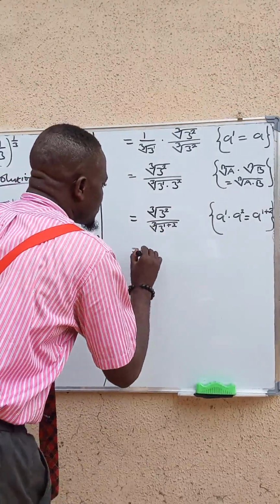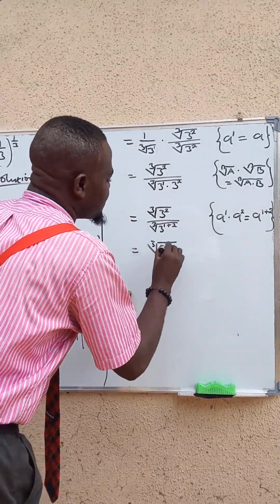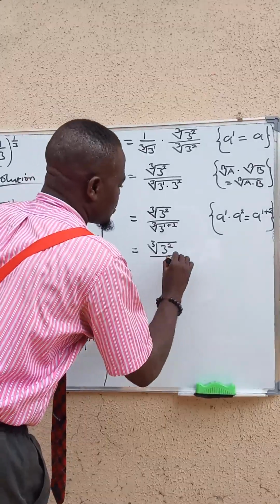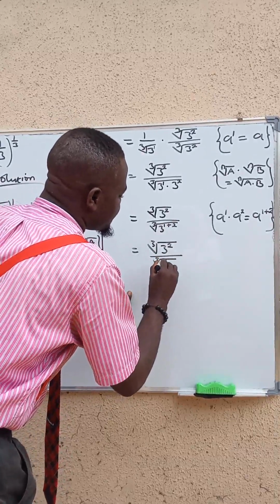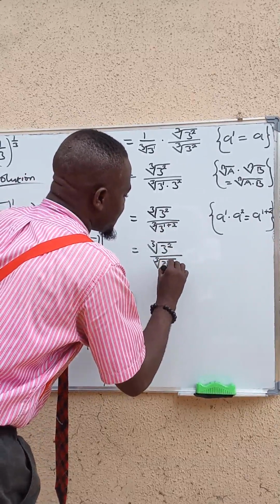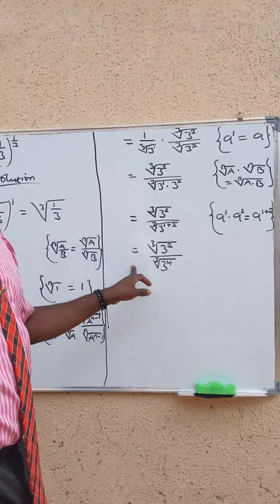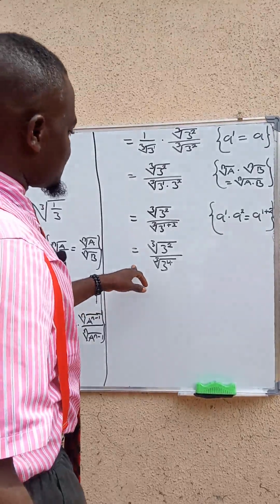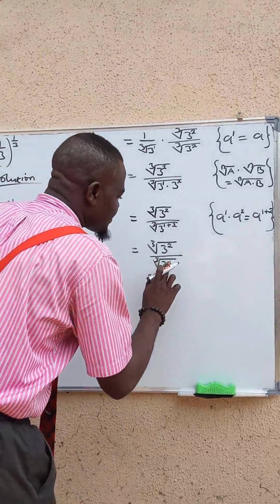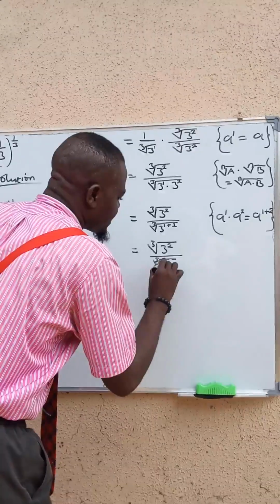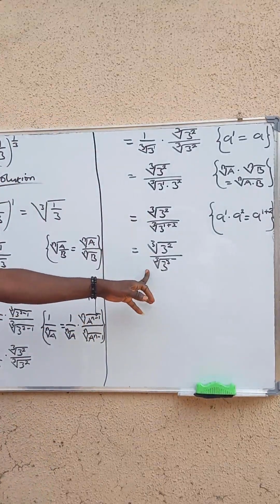So this will now become what? The cube root of 3 raised to the power of 2 over the cube root of 3 raised to the power of 4. So it will now be what? 1 plus 2 is 3. Sorry, of 3 raised to the power of 3. So you can see it there.